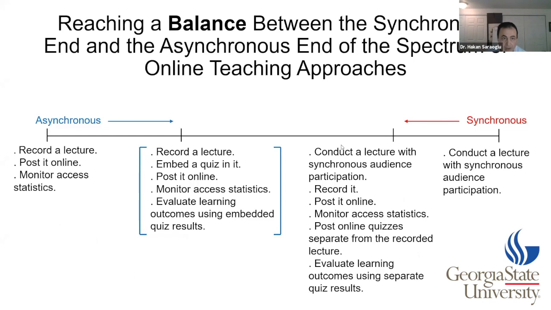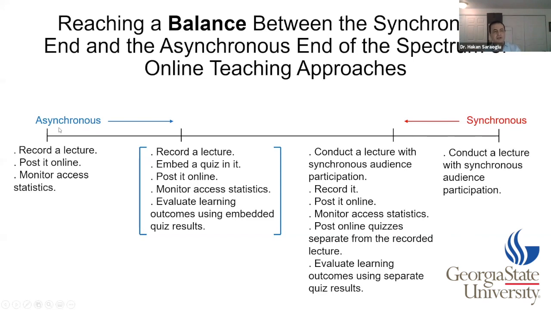So here's the spectrum with some more material put on it, that on the left and right, we've already seen. Notice the arrows. You can come from the synchronous and asynchronous ends to the middle. I'll start from here. You can actually deliver, let's say, a Zoom lecture, and then you post its recording, and then through your online learning management system, you can monitor access statistics, and then later on add another online quiz separately, and you can sort of come to the middle from that end.